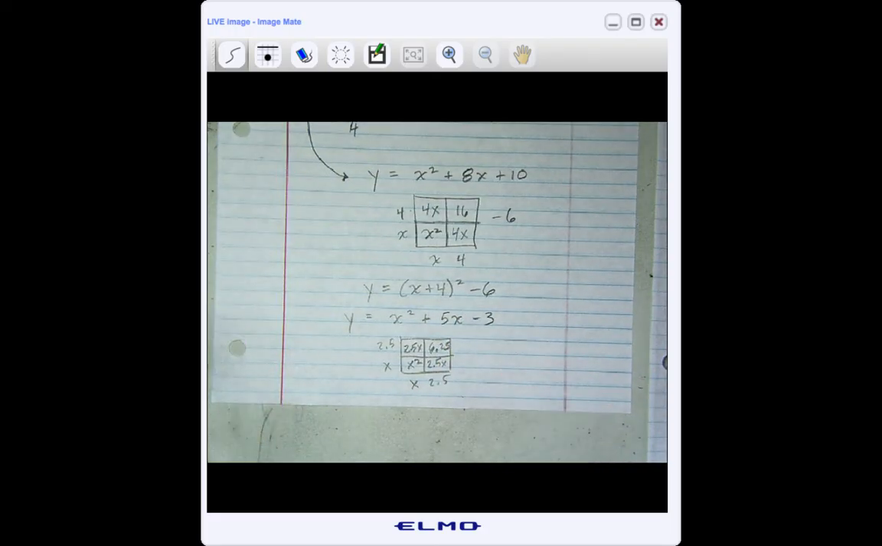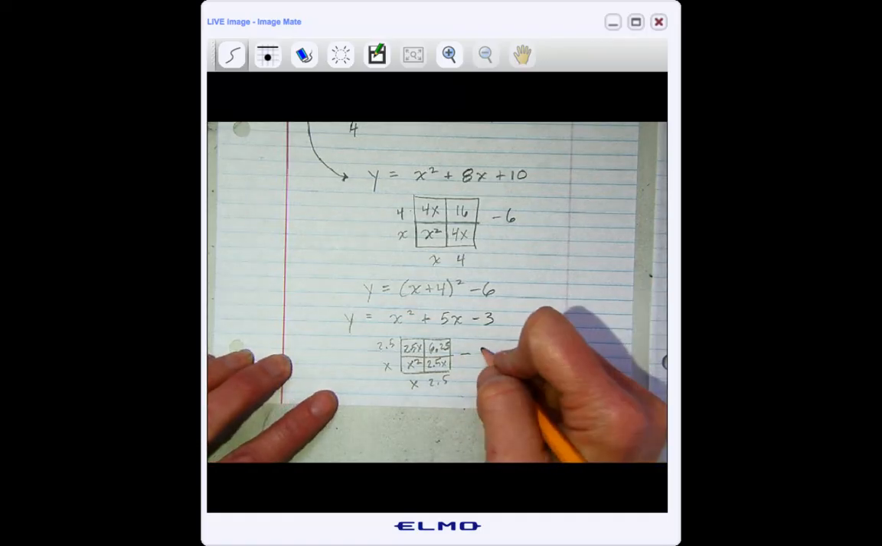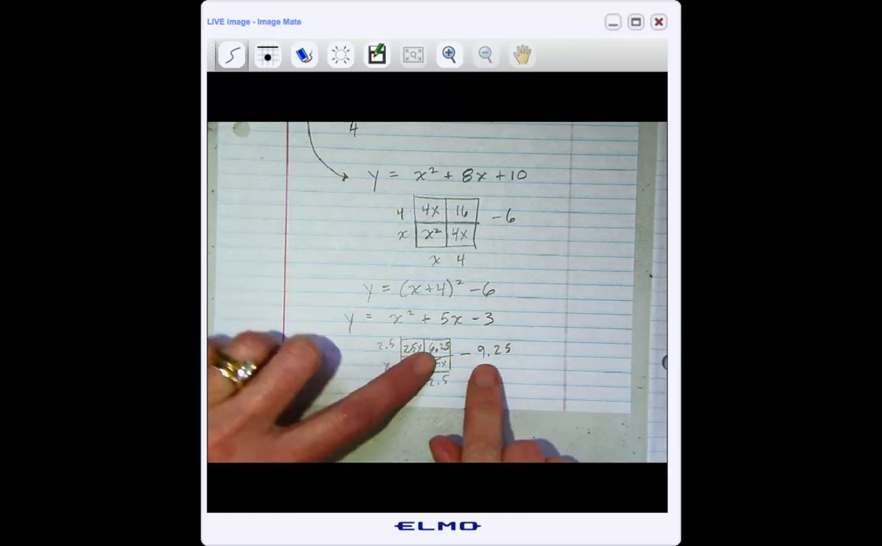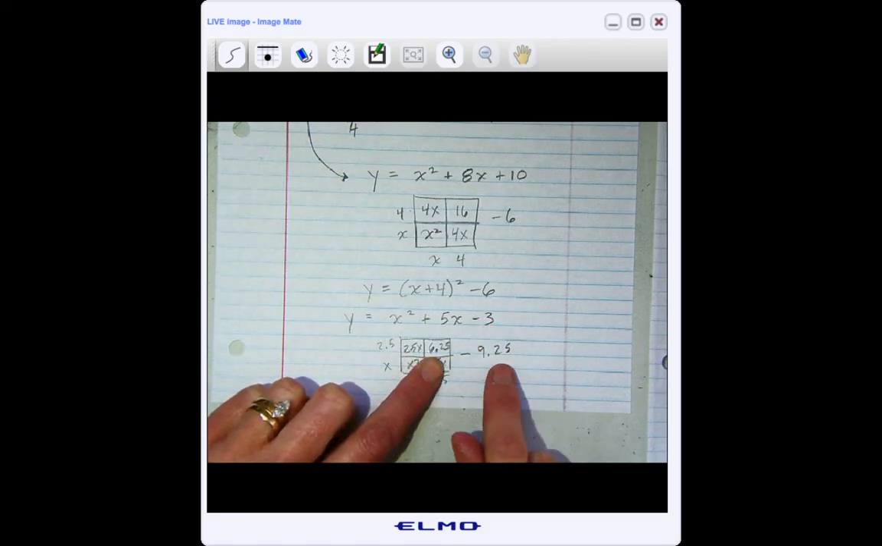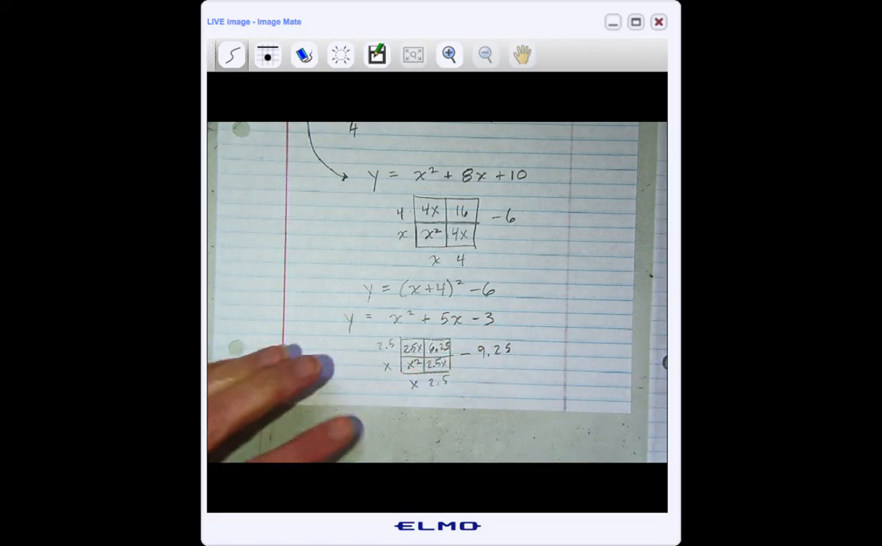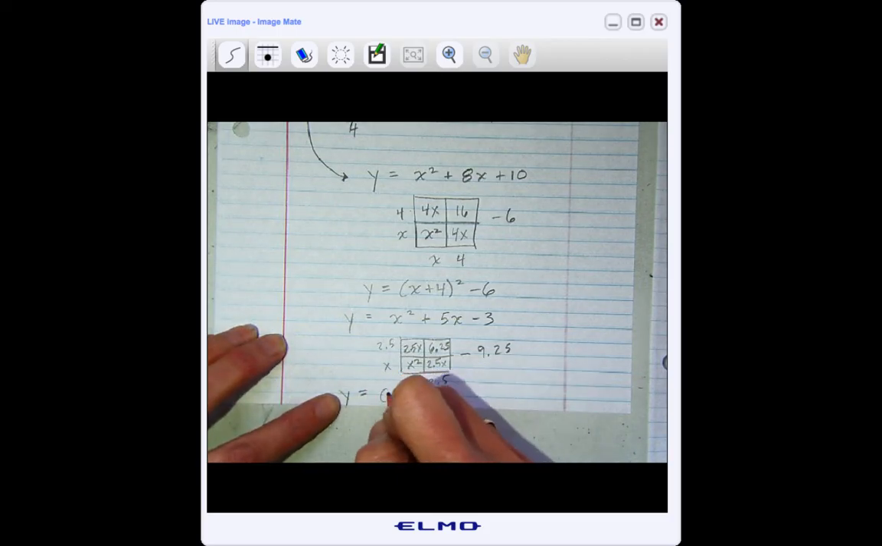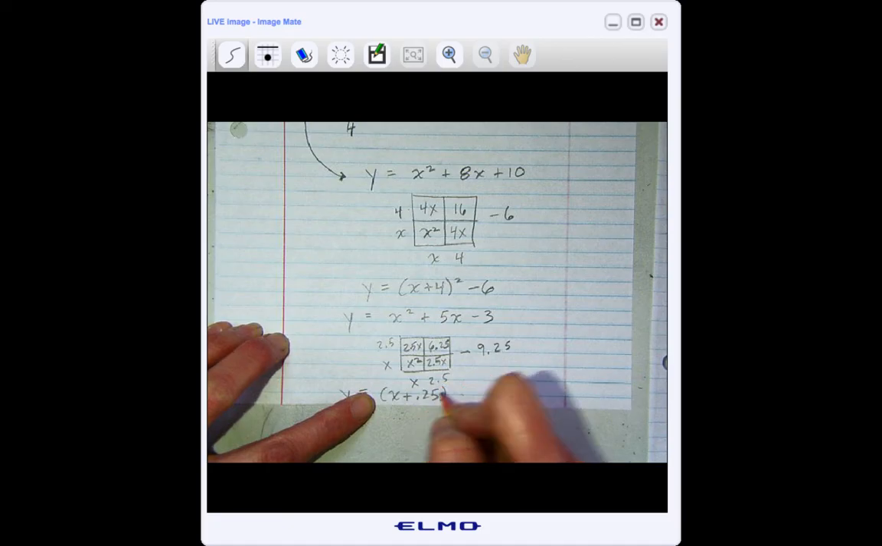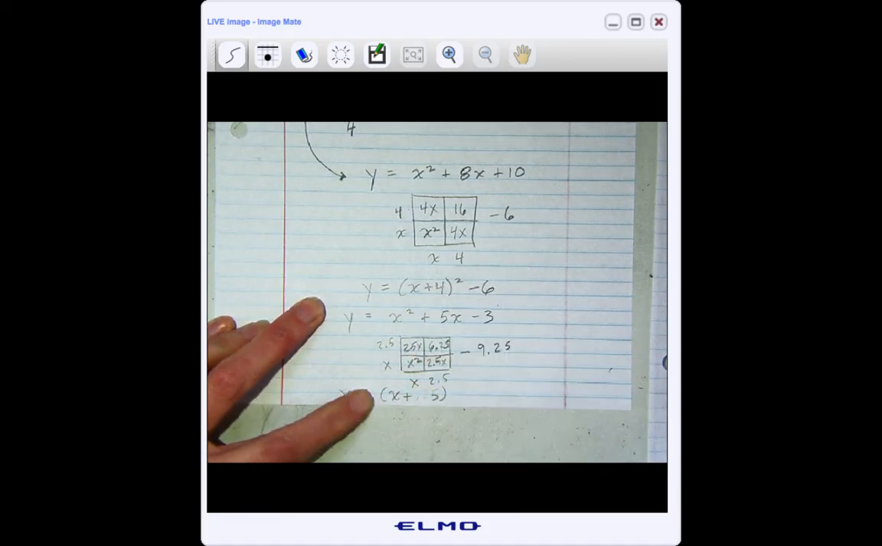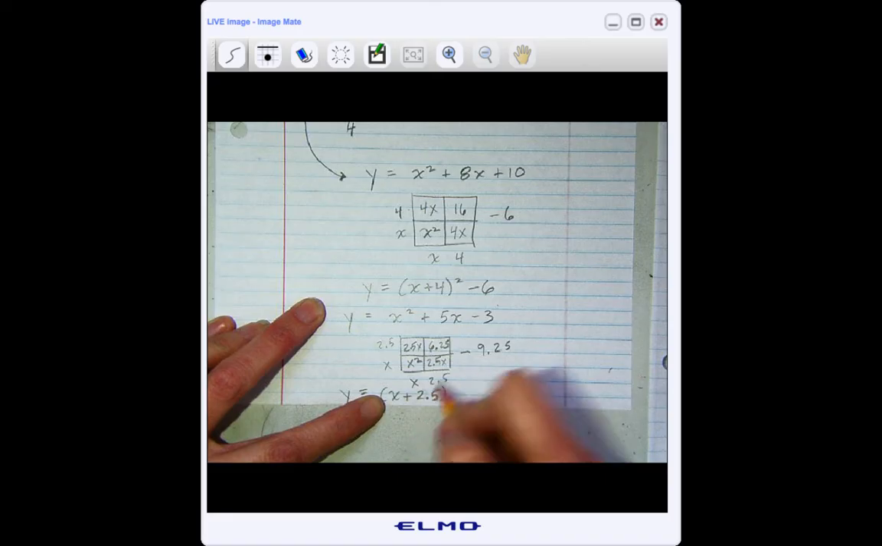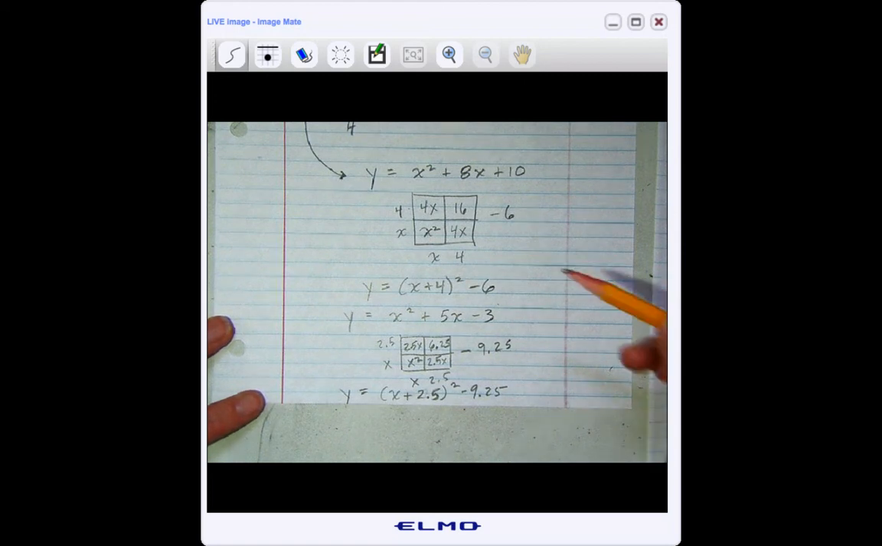Okay, so I would have had to add 6.25 because I had -3 here. I had all red ones. And then I'd also have to add 6.25 red ones. Okay, so this would give me minus 9.25. So these two things right here need to combine to be -3, otherwise it's not equivalent. So I'm going to say y is equal to x plus 2.5 squared minus 9.25. Okay, that would be this in vertex form.